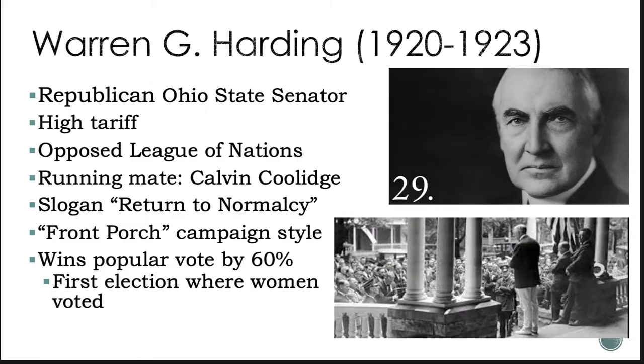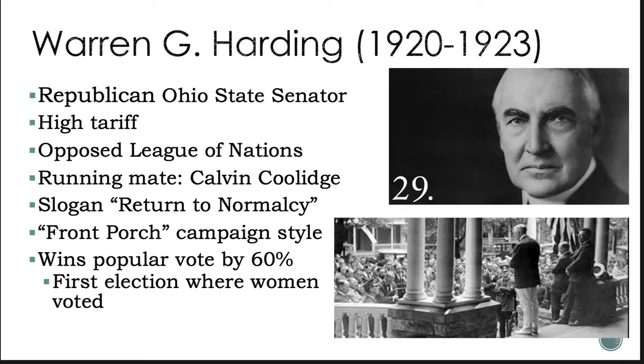Our first Republican president that we have to look at is Warren G. Harding. He is going to be our president from 1920 to 1923. He comes from the state of Ohio. He was a Republican senator in the state of Ohio. He supports a high tariff. You will notice that each of these presidents that we go over in the 1920s that are Republicans are going to support those Republican presidency pro-business policies that we just went over. So he supports the high tariff. Remember, tax on imported goods.